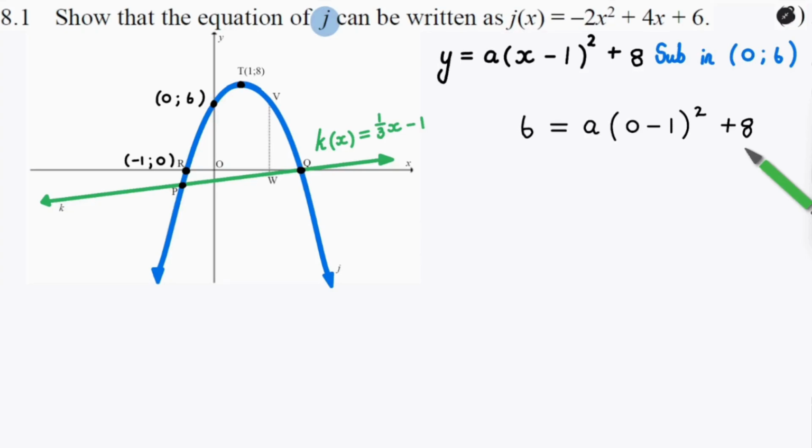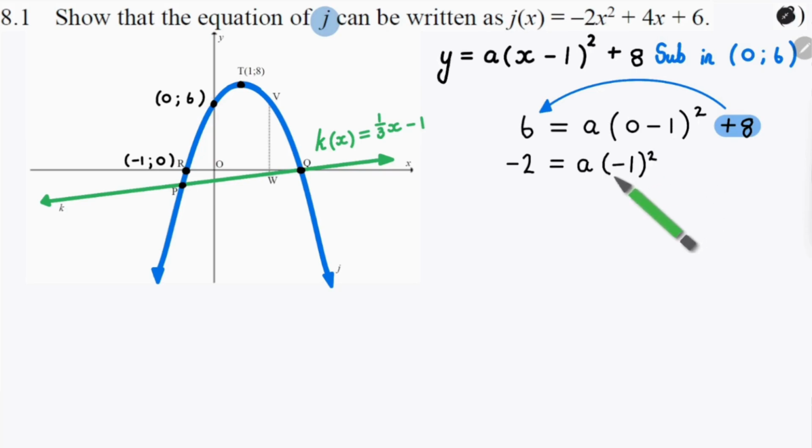First, we are going to move this positive 8 over to the other side of the equation. It becomes negative 8, and that will give us negative 2 on the left hand side. And then on the right hand side, that a can stay there. 0 minus 1 will just give me minus 1, and if I square that, it just gives me 1, and 1 times a is just a, so we get a to be negative 2.